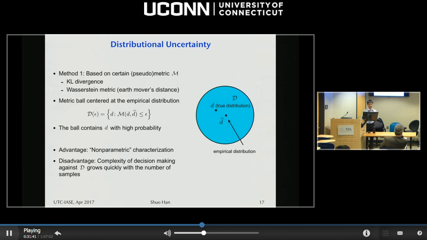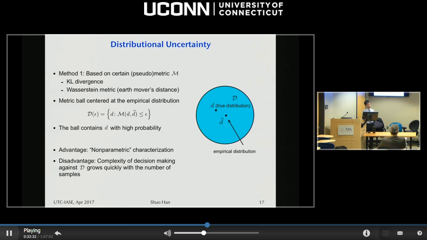So there are several methods for doing this, but roughly speaking, they belong to two classes. The first class, which is not what I'm going to talk about today, is based on some metric or pseudo-metric that is defined on the space of probability distributions. An example of a pseudo-metric would be KL divergence. Here, the set is constructed as a metric ball or pseudo-metric ball centered at the empirical distribution, that's your histogram, which you can obtain directly from your data. And the radius of the metric ball is chosen to contain the true distribution with high probability. You can actually bound this radius by results from classical probability theory.